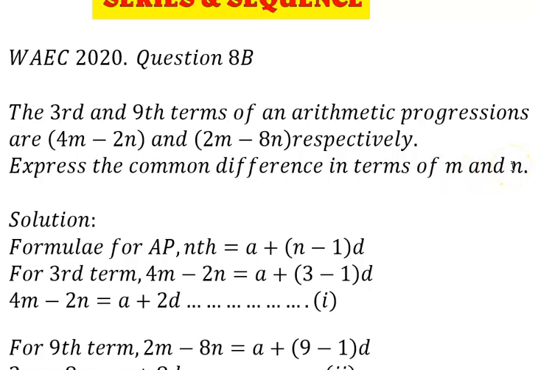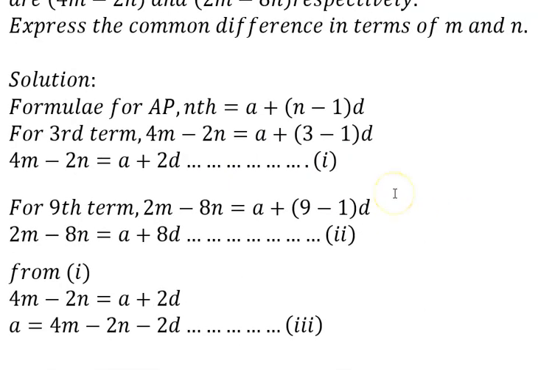So we are given the third and ninth terms of the AP to be these, and we have to express the common difference in terms of m and n. First, we need to remember the formula for the nth term of an arithmetic progression, which is a plus (n minus 1)d. Don't forget we have our bracket here. Now, we've been given the third term to be 4m minus 2n.